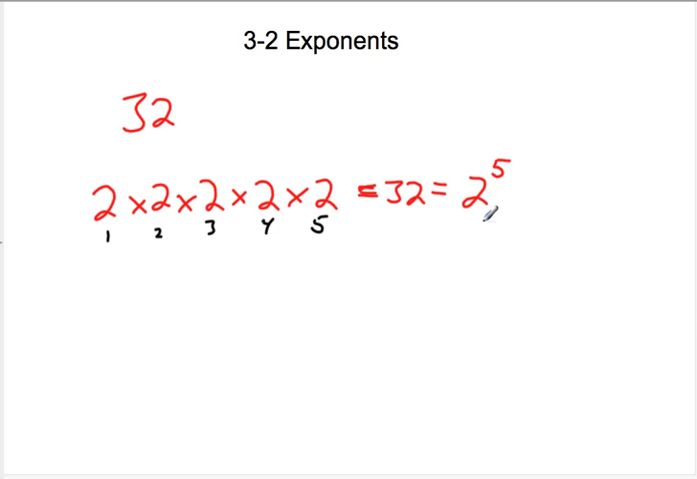When I write 2 to the 5th power, the 2 is called the base, and the 5 is called the exponent. Okay? This can also be called the power, right? Like when I say 2 to the 5th power.